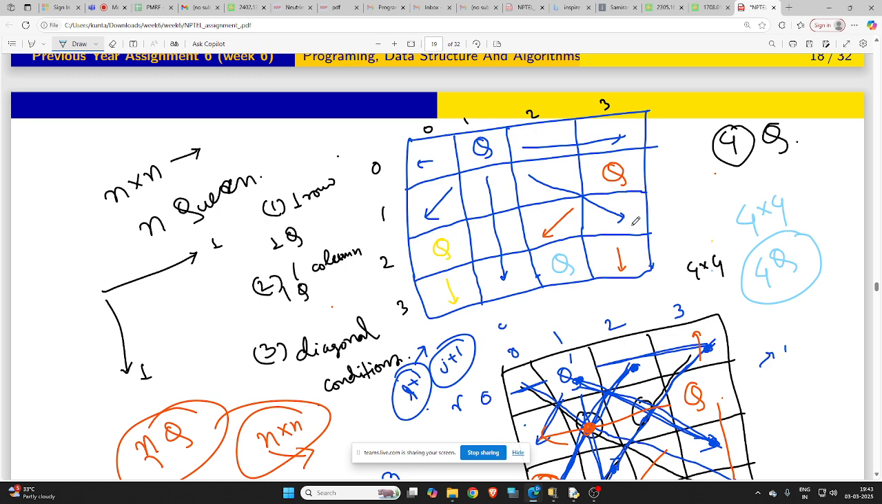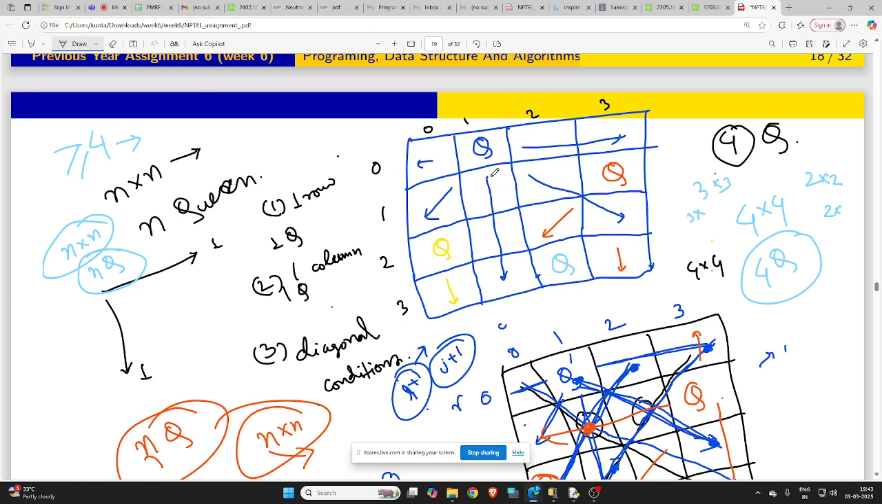Now for the 3 by 3 and 2 by 2 matrix, as I have already explained very well, we can't put 3 queens in 3 by 3, or 2 queens in 2 by 2. But if n is greater than or equal to 4, then for any n by n matrix or n by n board, n queens can be placed in such a way that no queen can be attacked by another queen. So the question was this one and the answer is like that.